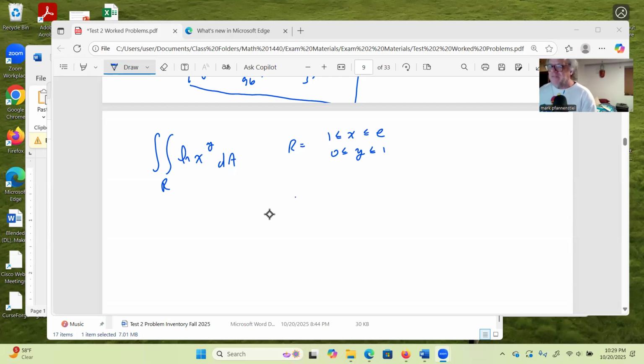So the first one, we have this double integral over R of the ln of x to the y over this region. Okay, it's a rectangular, it's an iterated integral. You're allowed to do this in any order you'd like. So the first thing I'm going to do is say, I don't like this. I don't like the natural log so much.